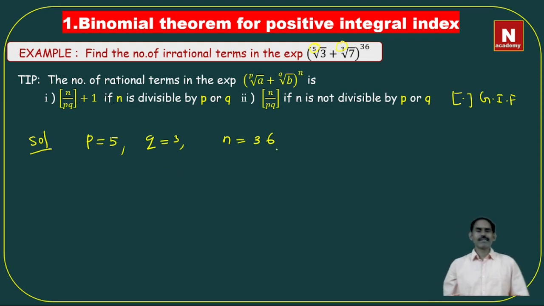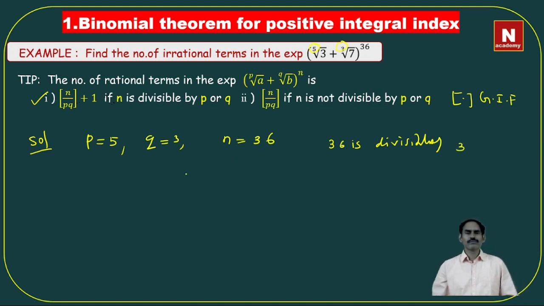Here 36 is divisible by 3. Therefore, we will take the first case. The first case is suitable for this question. Why? 36 is divisible by at least one of p and q. Here 36 is divisible by 3. Therefore, the first case is applicable.